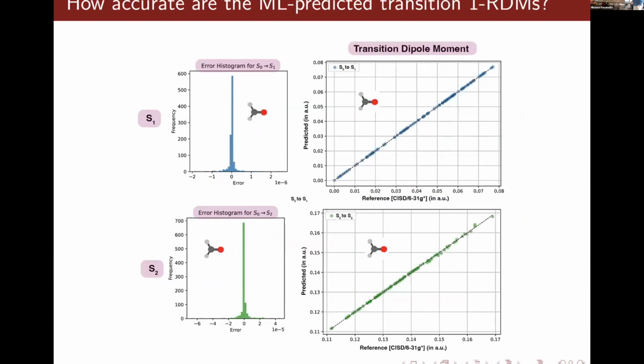And we also looked at the transition 1 RDM. This is the transition 1 RDM for the transition from S0 to S1, and this is for S0 to S2. Here also the max error is in the order of 10 to the minus 6 or 10 to the minus 5, which is pretty accurate. We also compute the transition dipole moment from it and compare it with the reference, and those are also matching.